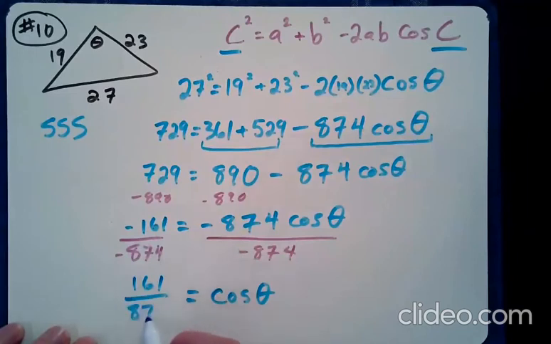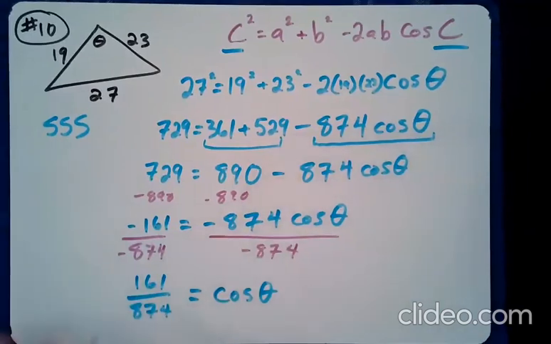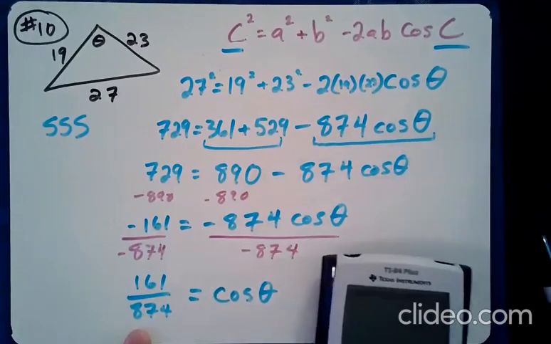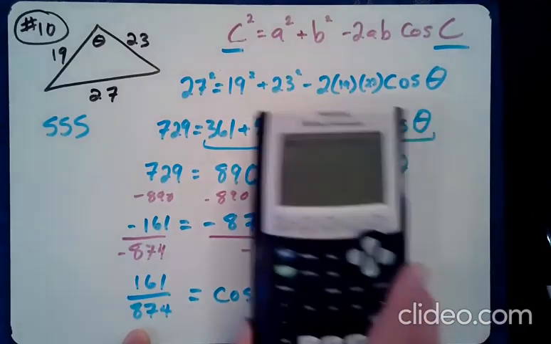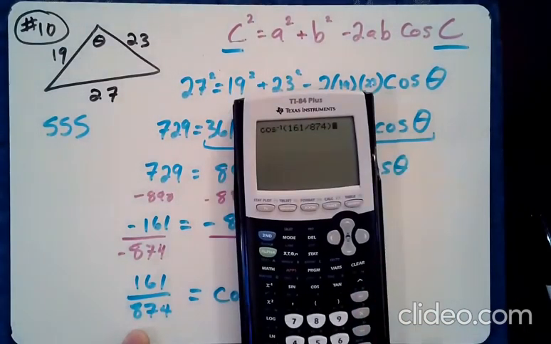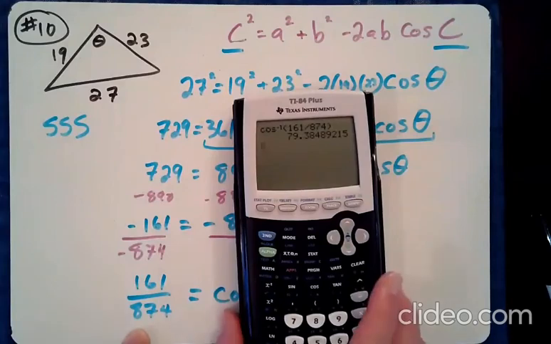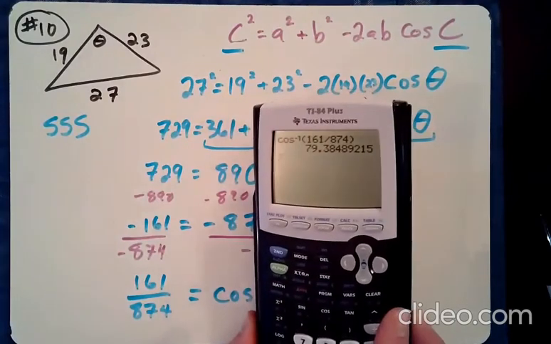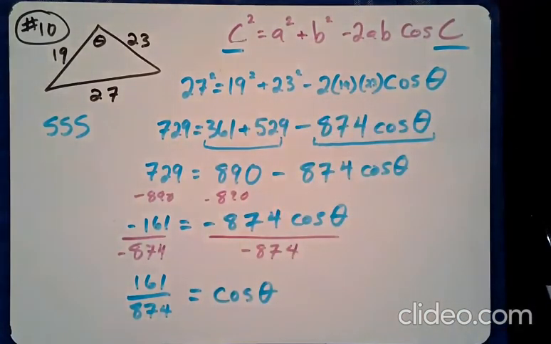Because it's a negative over a negative, it becomes positive. Notice it's okay if that stays as a negative number, that's fine. And now I've got cosine of theta is that, okay? So to solve that, I want to do cosine inverse. Cosine inverse of that fraction exactly gets me 79.385 degrees.